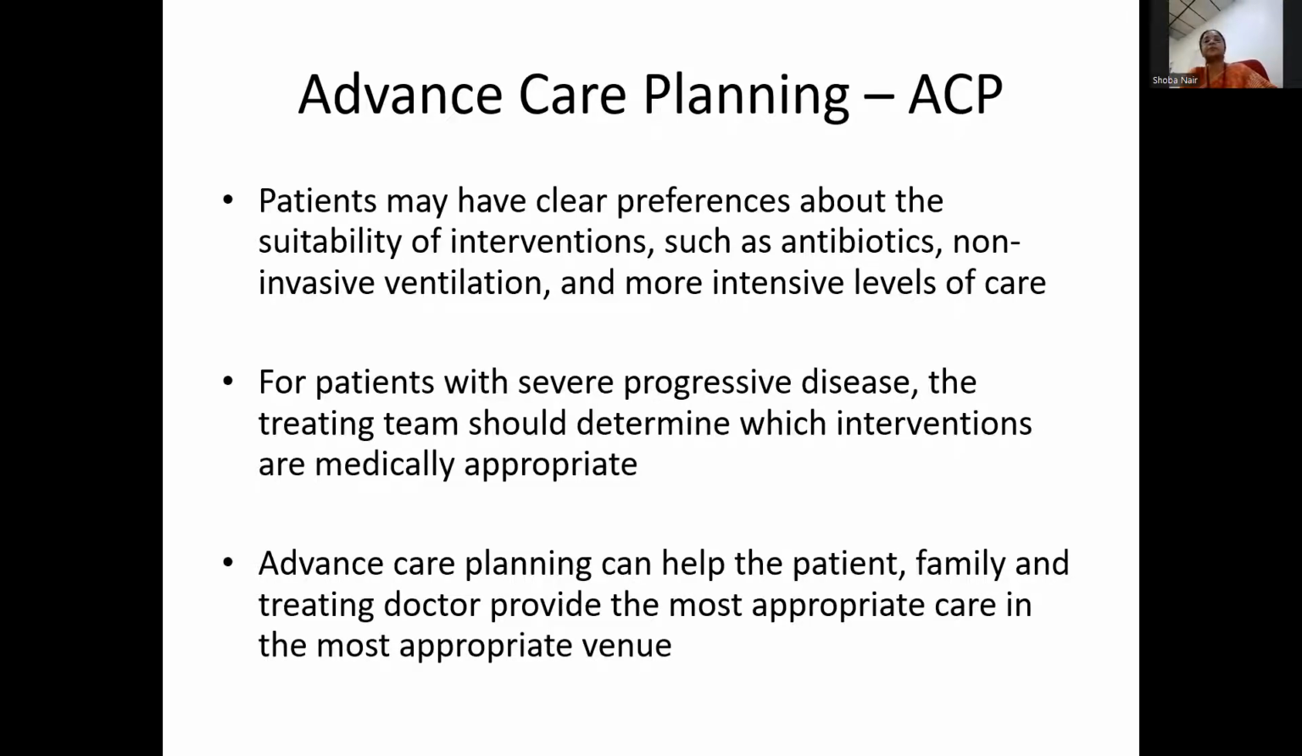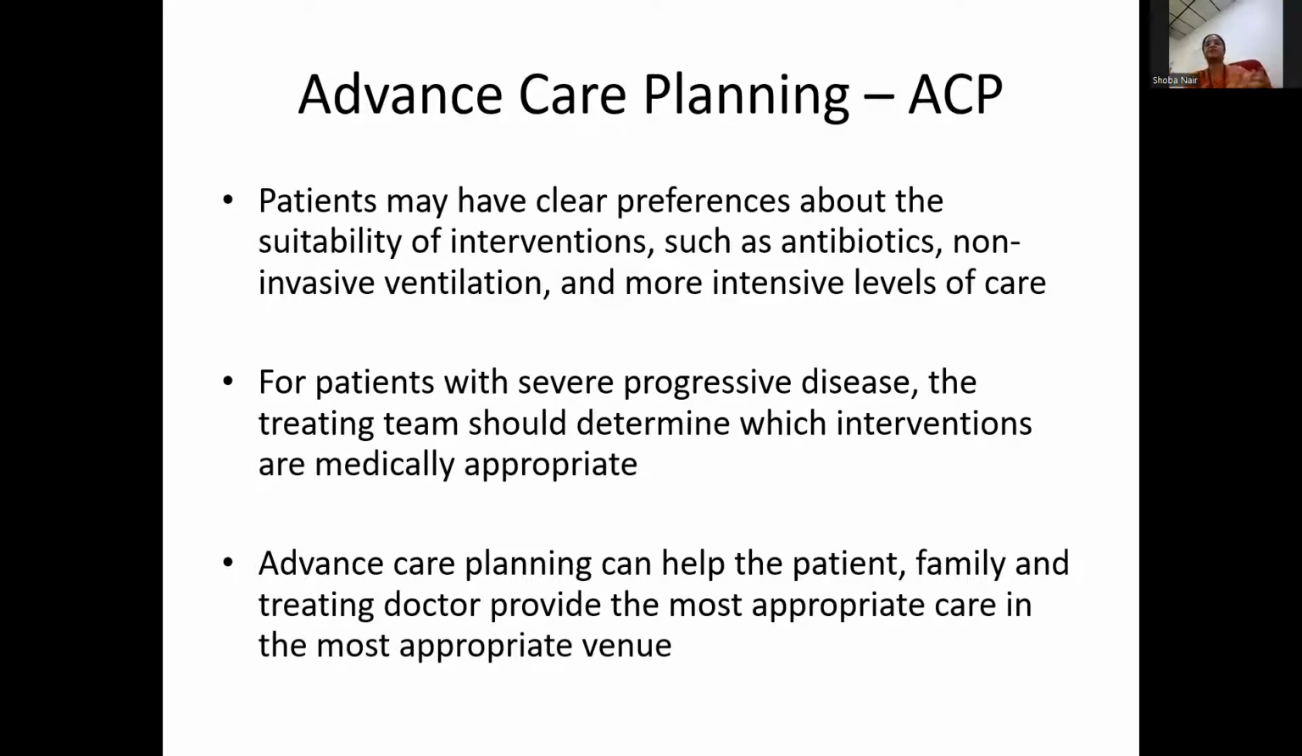So patients may have clear preferences about the suitability of interventions such as antibiotics, non-invasive ventilation, and more intensive levels of care. People would say, okay, I wouldn't mind antibiotics, I wouldn't mind NIV. That means you can keep a BiPAP and probably look after them in the ward. But then they would say, I don't want to go to the ICU or I don't want to be put on a ventilator. So people have different choices.